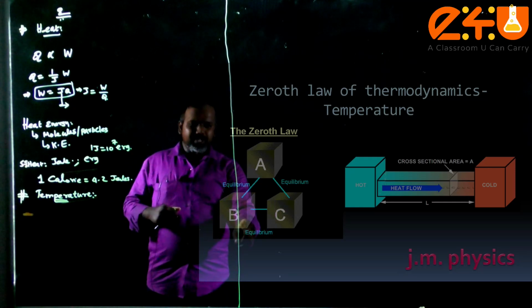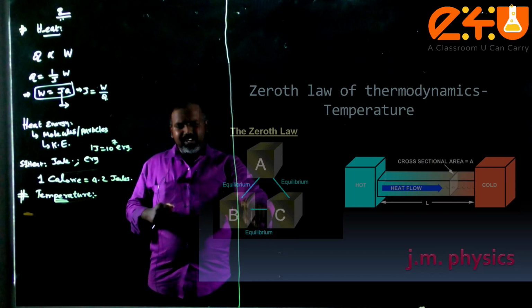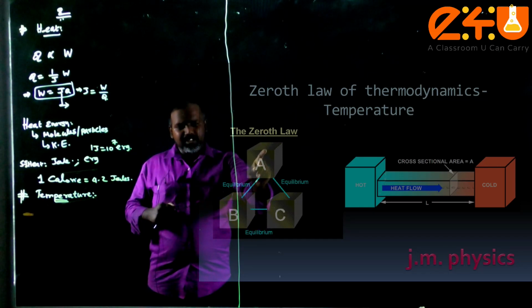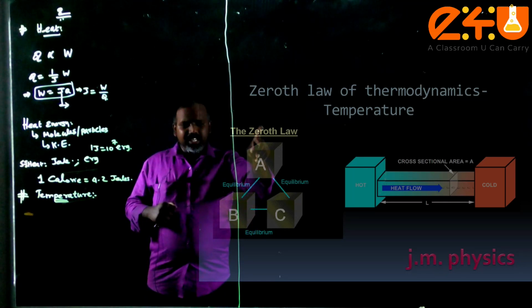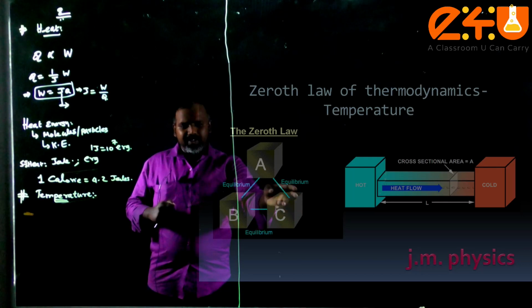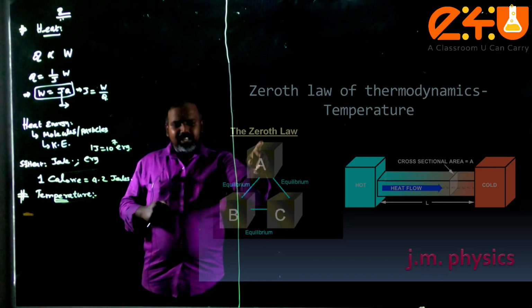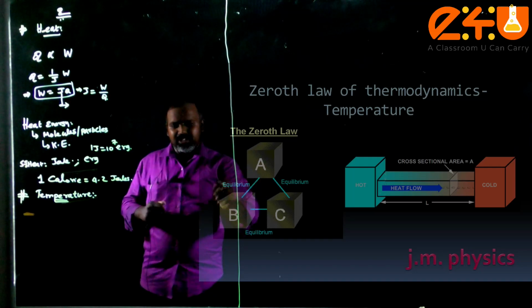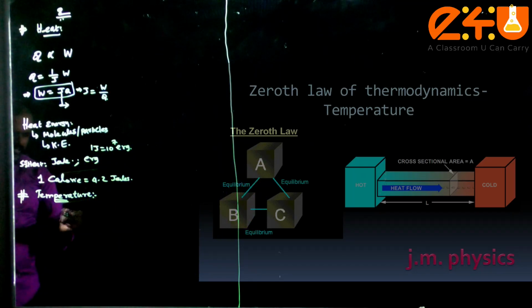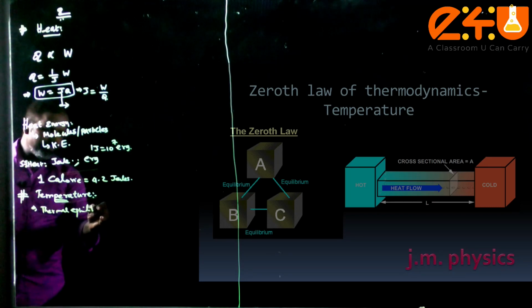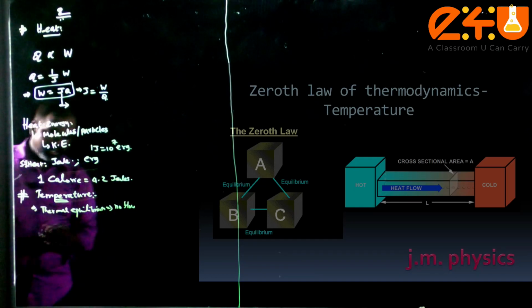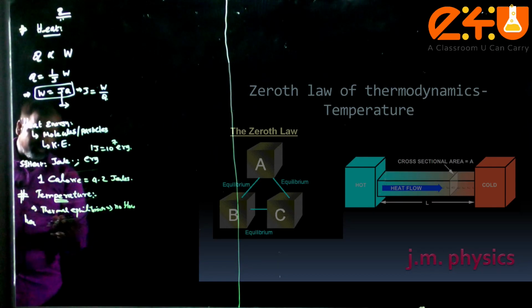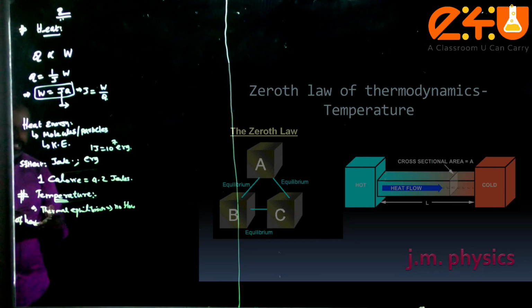Say, for example, B and C are separately in equilibrium with object or system A. That means A and B are in thermal equilibrium, and A and C are in thermal equilibrium separately. What is the meaning of thermal equilibrium? It means there is no flow of heat, or they have the same temperature. So thermal equilibrium means there is no flow of heat between the bodies or systems.